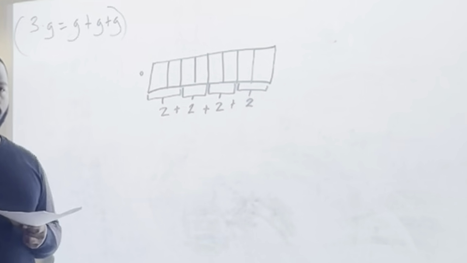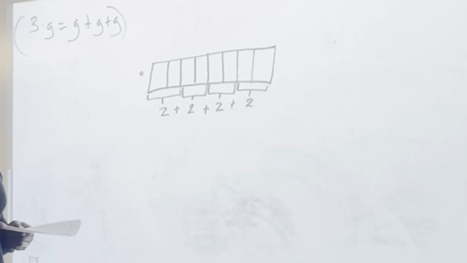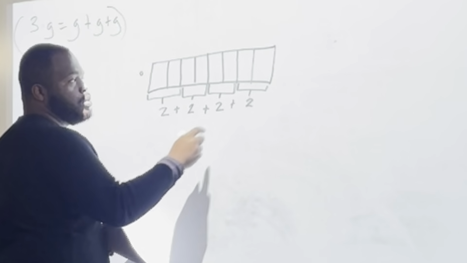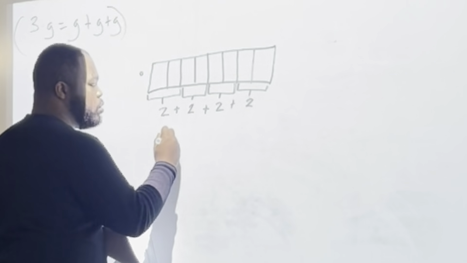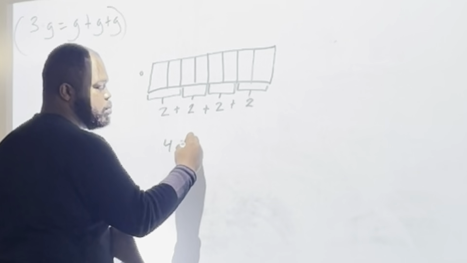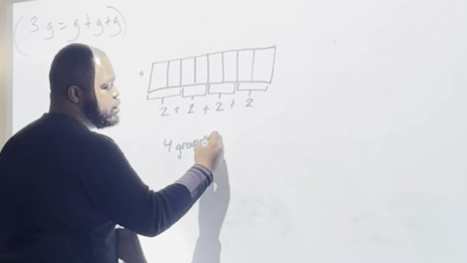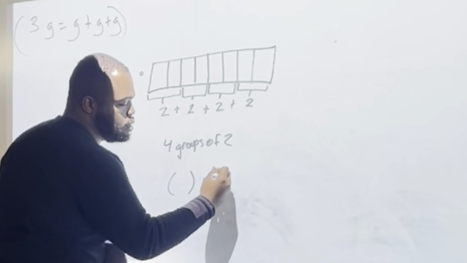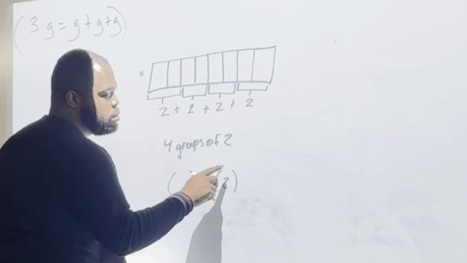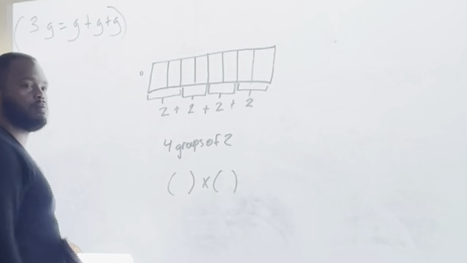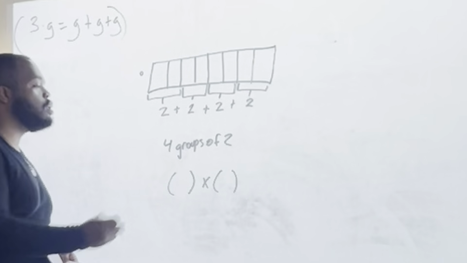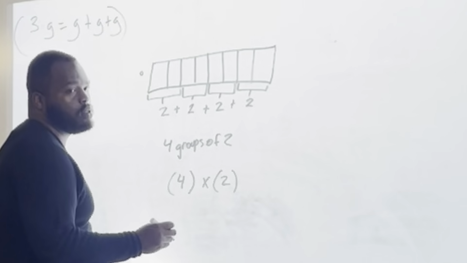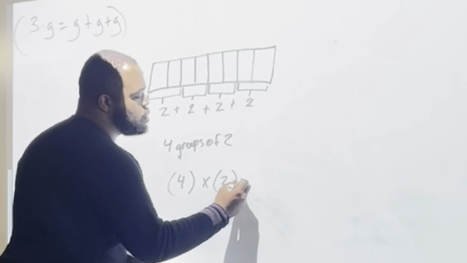Zaina. So if 2 plus 2 plus 2 plus 2, we have 4 groups of 2. So what will be the multiplication equation of this? It will be 4 times 2. And what does that equal? It equals 8.